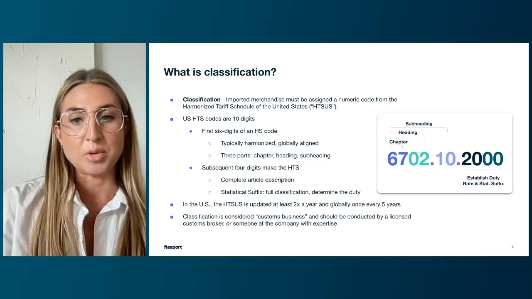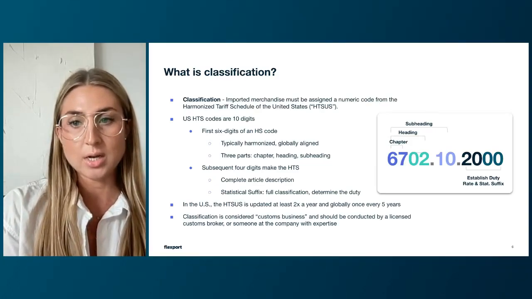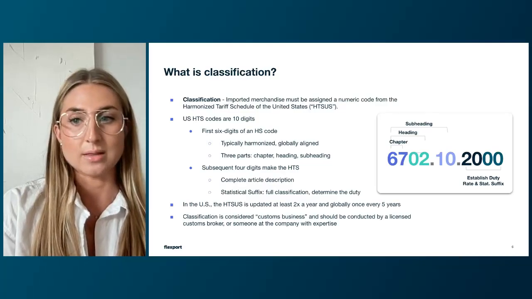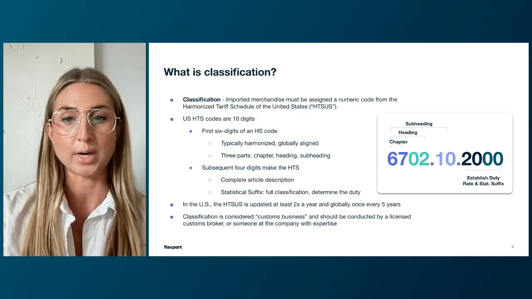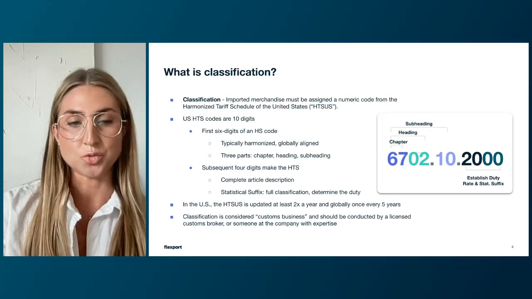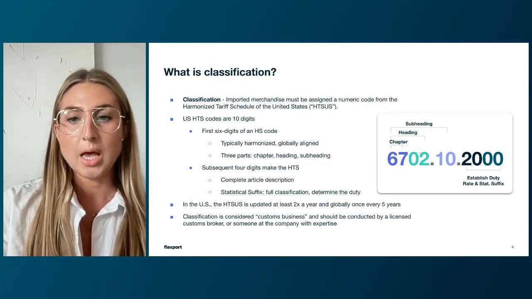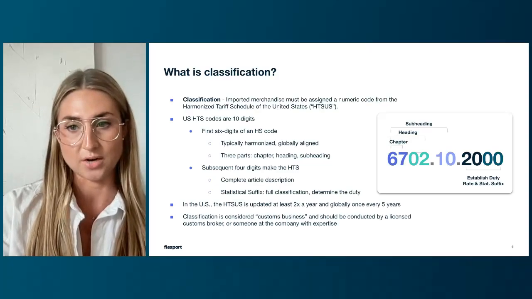And those 6 digits can be broken down into 3 parts. So the first 2 digits will identify the chapter in which the goods are classified. The second 2 are going to be the heading within that chapter, and then the last 2 would identify the subheading within that chapter. The subsequent 4 digits will make the entire HTS code, and the last 2 digits of this are known as the statistical suffix in the tariff schedule.